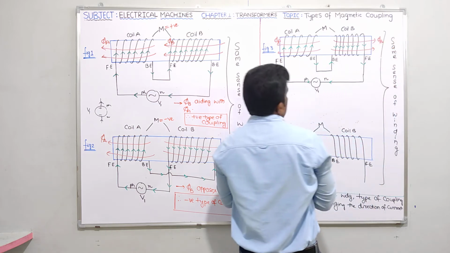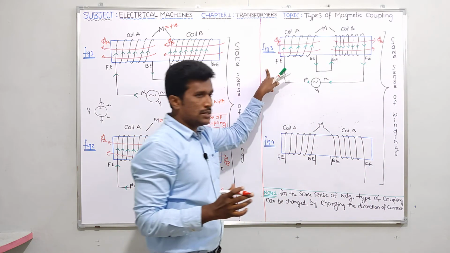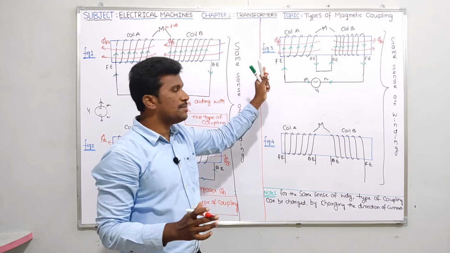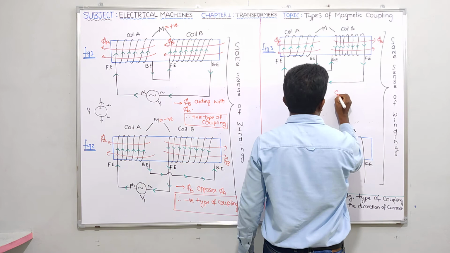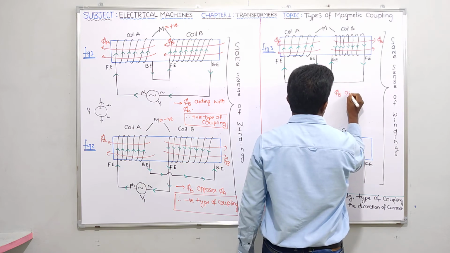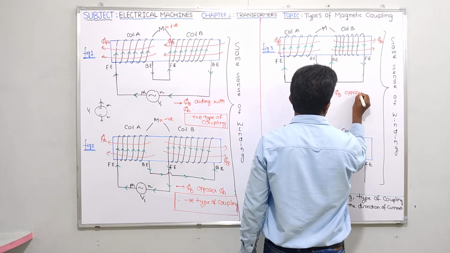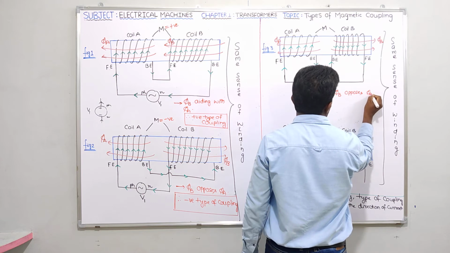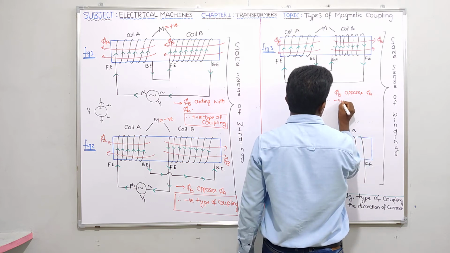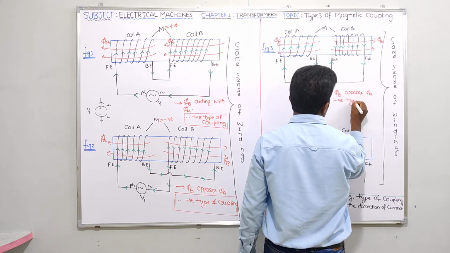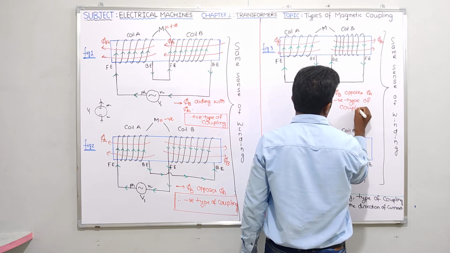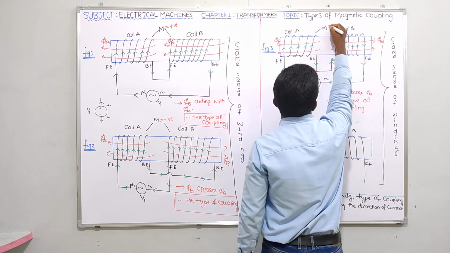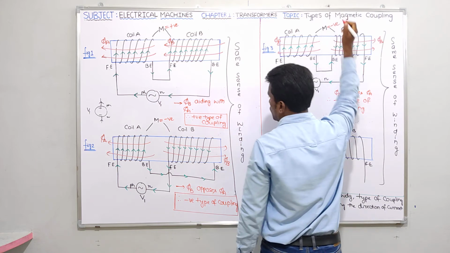Now tell me guys, here in this figure number 3, is pi B opposing pi A or aiding pi A? It is opposing, no? So simply I can write here pi B opposes pi A. Therefore, which type of coupling? Negative type of coupling, where mutual inductance M will be negative.